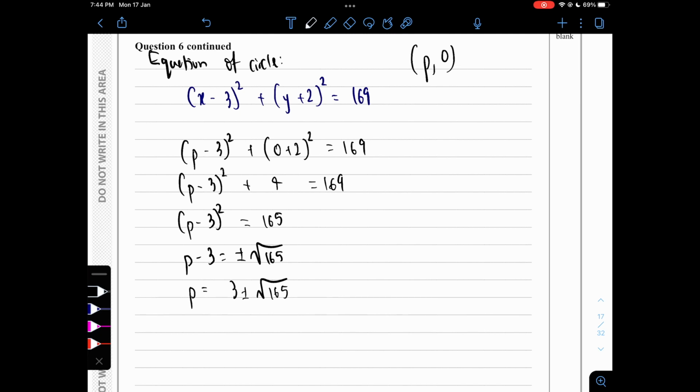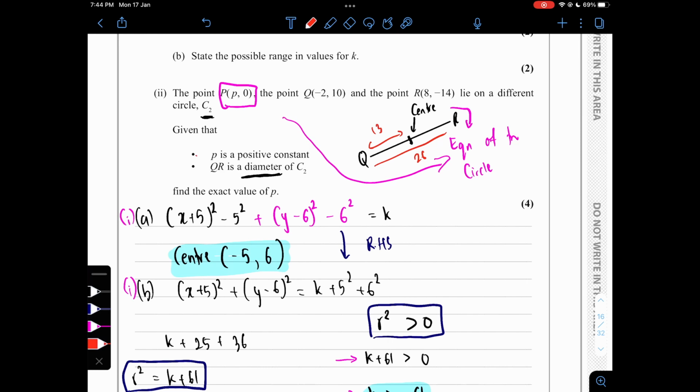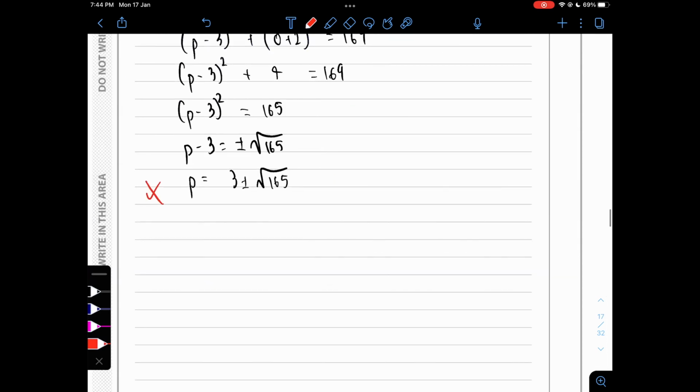Okay, are we done? Is this the final answer? It's not, because they tell you that P is a positive constant. So now we can use that information to say P equals 3 plus root 165, since P is a positive constant.